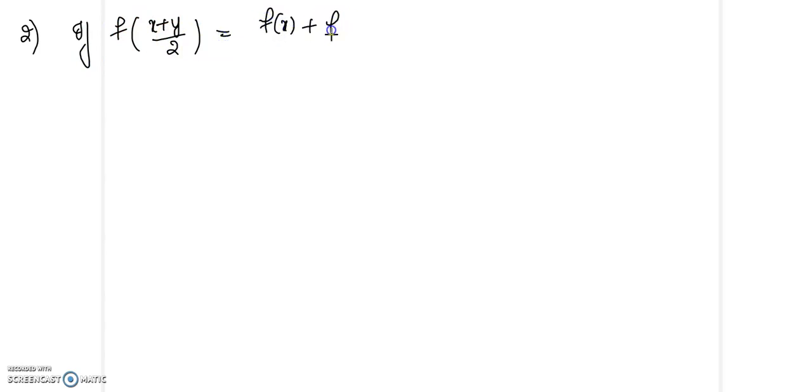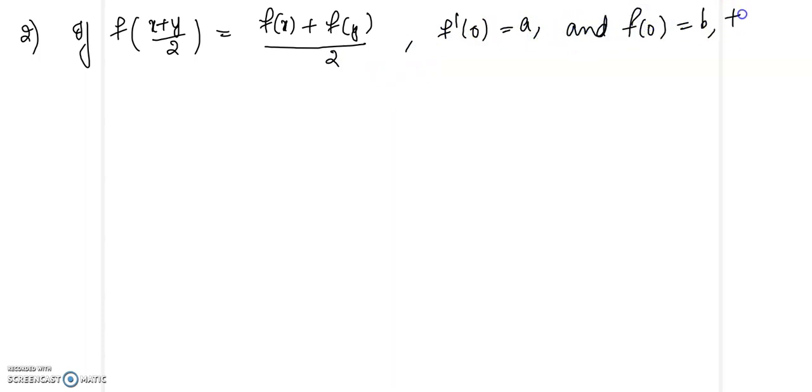Now let us look at the next problem. If f of (x plus y) by 2 is equal to (f of x plus f of y) by 2, and if you have f dash of 0 equal to a and f of 0 equal to b, then find f dash of x where y is independent of x.